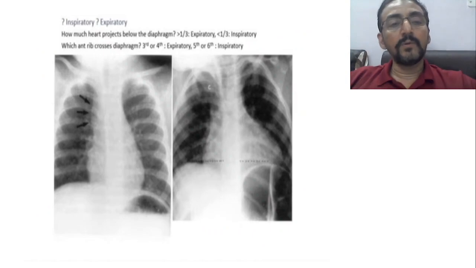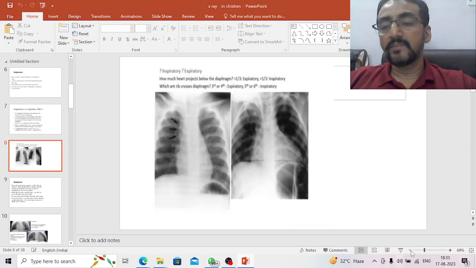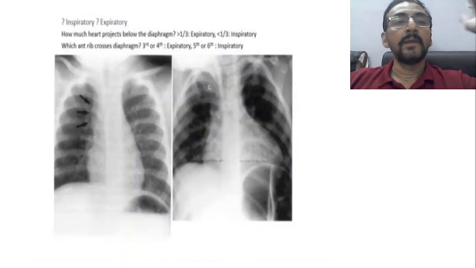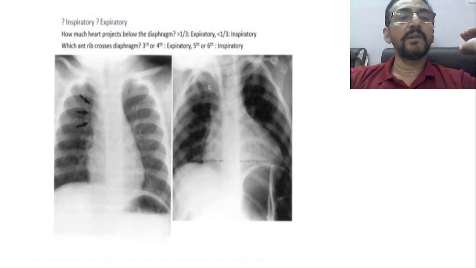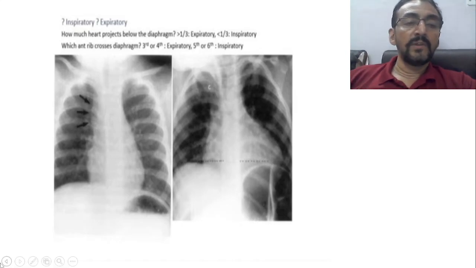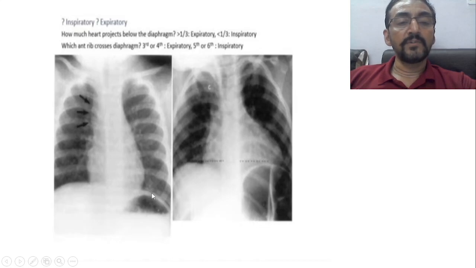Now, if you look here, in this particular example, things are very clear. Do you say this is an inspiratory film or an expiratory film? How much heart projects below the diaphragm? Now we know that, see, this is the diaphragm, which is present over here. This is also diaphragm. In this picture also, this is the diaphragm, the dome of the diaphragm. This is the stomach shadow. This is also the dome of the diaphragm.